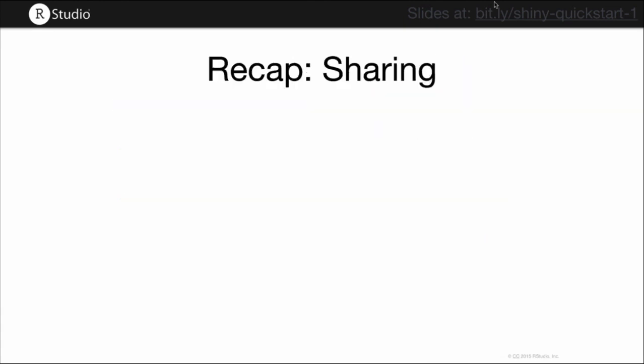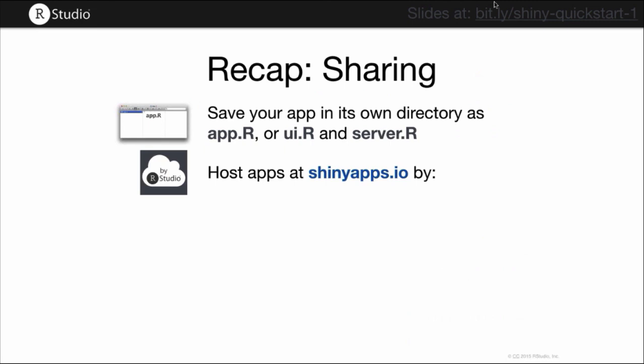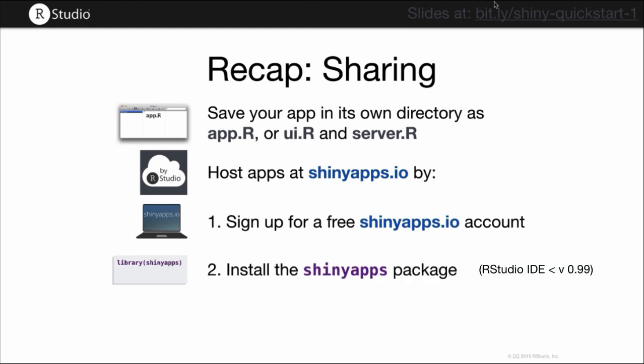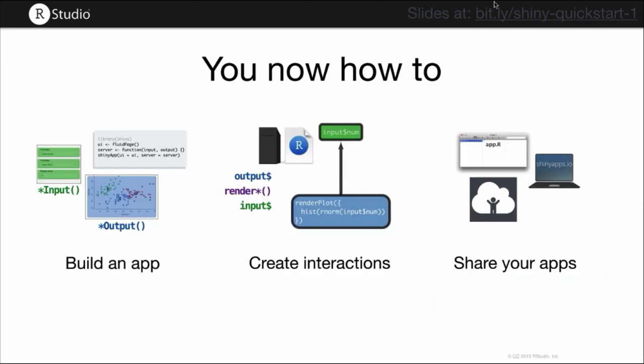So let's recap the ways to share your apps. The first thing you need to do to share your app is to save it in its own directory with one of the predefined names for your R script. Next, you could host your apps at shinyapps.io by signing up for a free shinyapps.io account and then installing the shinyapps package. And then finally, you could build your own server to host your own apps with Shiny Server or Shiny Server Pro.